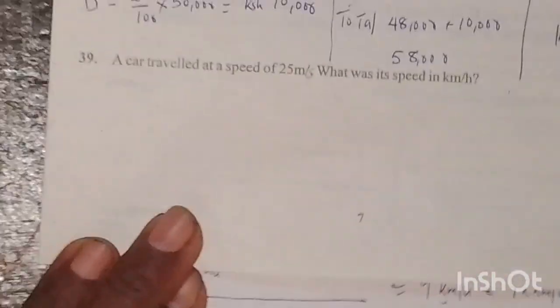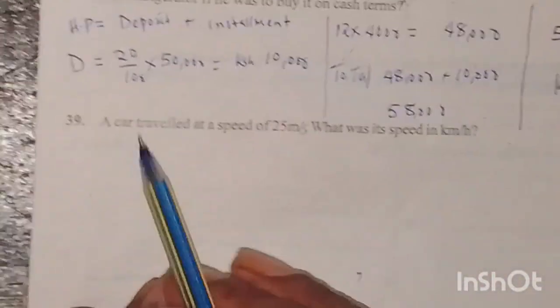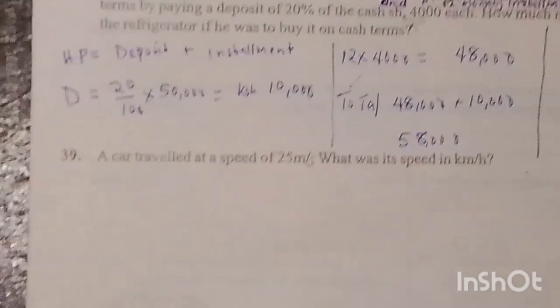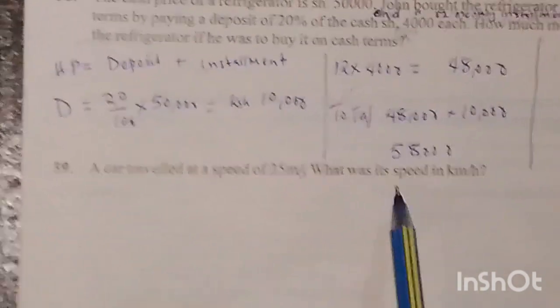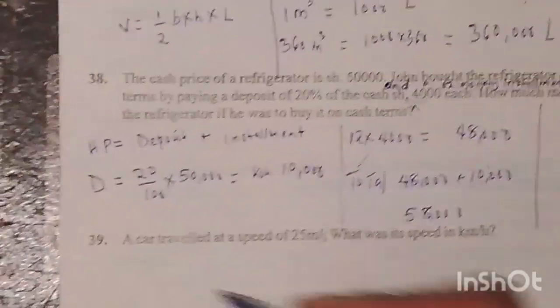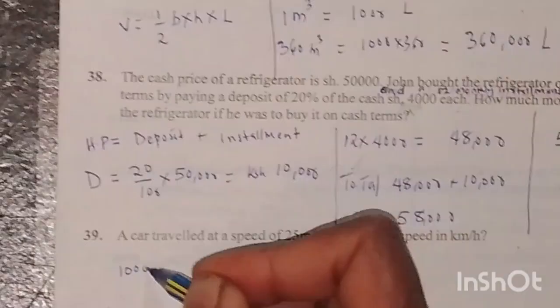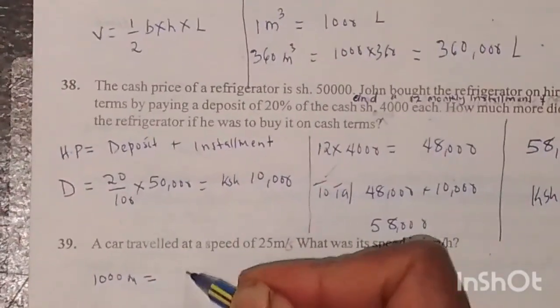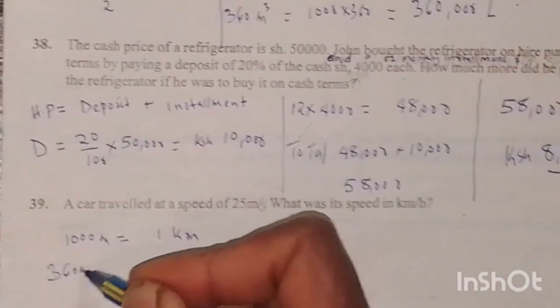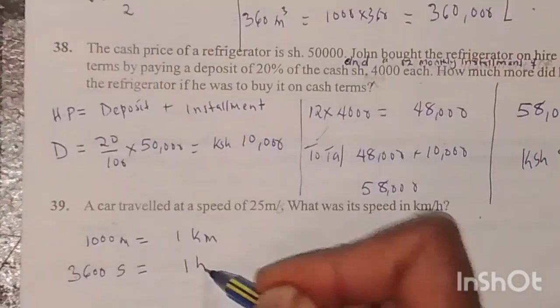Now, question 39. A car traveled at a speed of 25 meters per second. What is its speed in kilometers per hour? To convert meters per second, we need to say 1,000 meters is equivalent to 1 kilometer, and 3,600 seconds is equivalent to 1 hour.